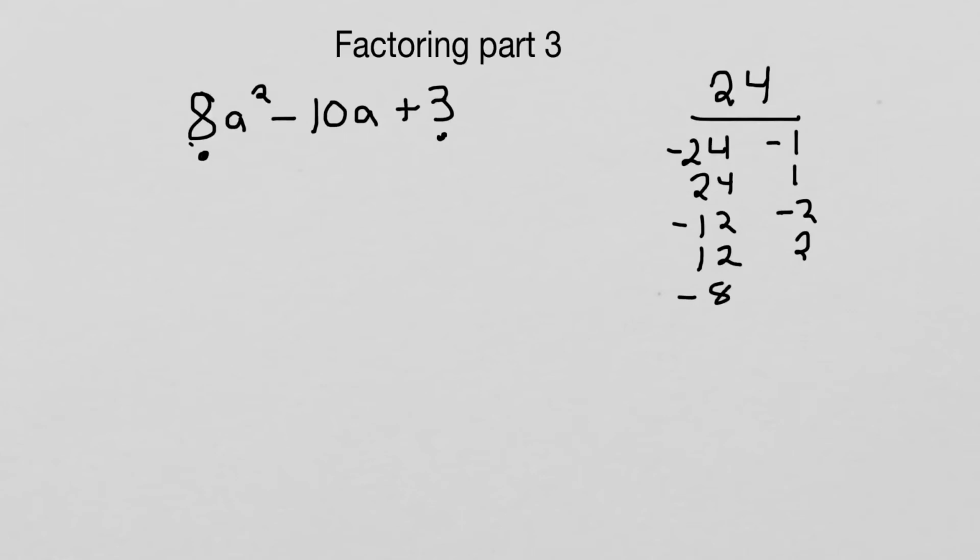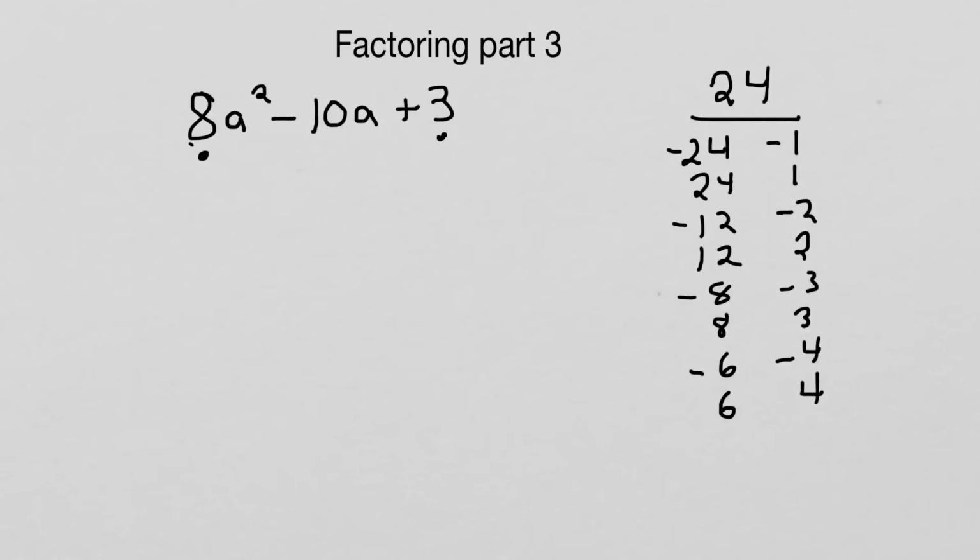Don't forget your 8s. -8, -3, +8, +3, and 6s: -6, -4, 6, and 4. I think that's it. That's the sets that multiply together to give me 24.